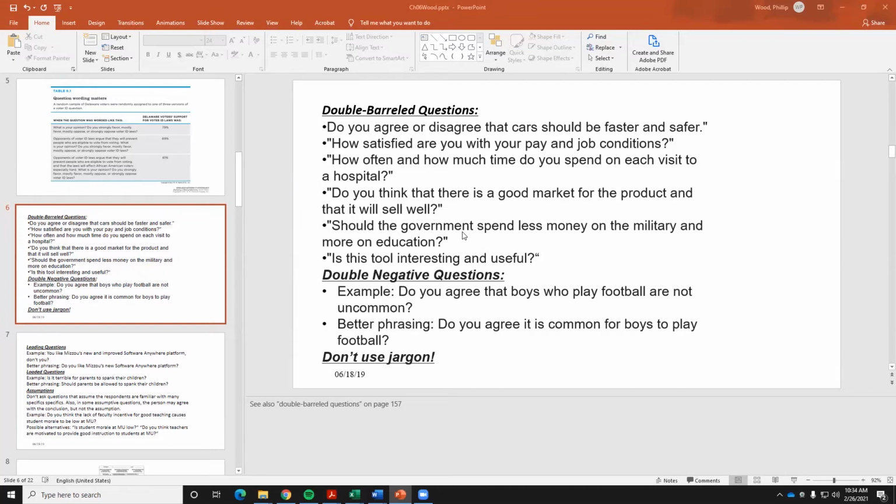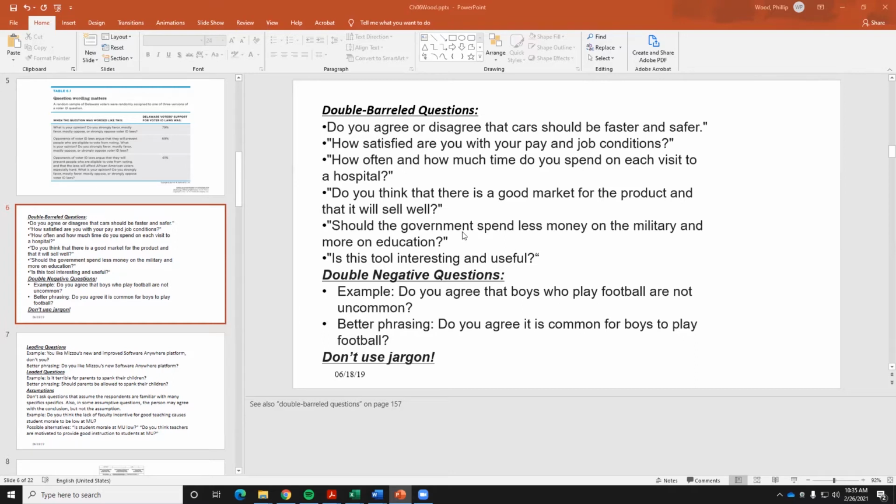So do you agree or disagree? Should cars be faster and safer or not? Well, what if you think they should be faster, safer, but you don't necessarily care about whether they're faster? Or are you satisfied with your pay and job conditions? Well, we've all taken jobs, I think, where the job might have been a lot of fun, but the pay was lousy. What are you supposed to say? And how often and how much time do you spend on each visit to the hospital? Again, that should be really two questions.